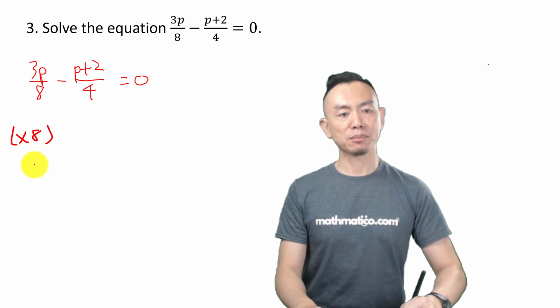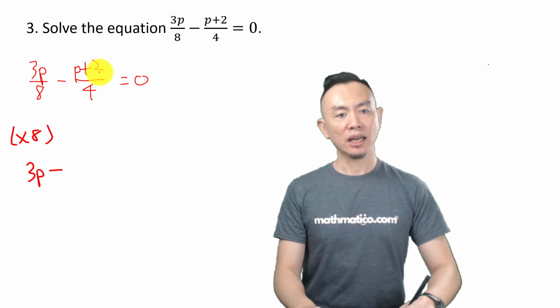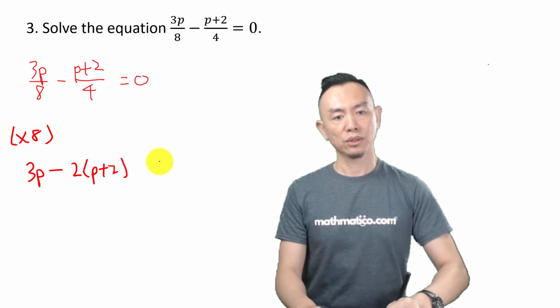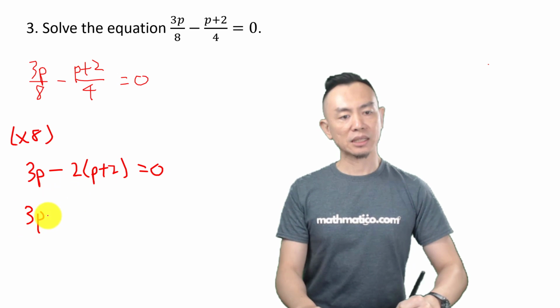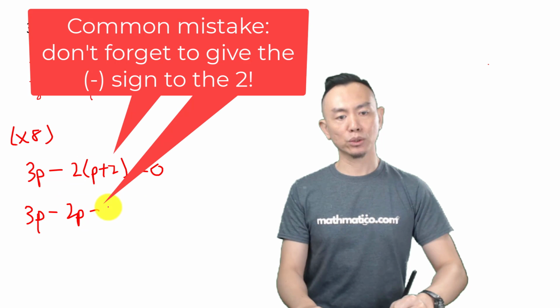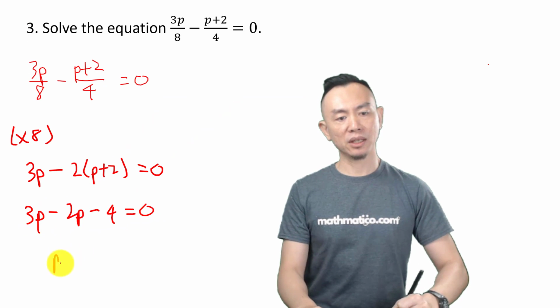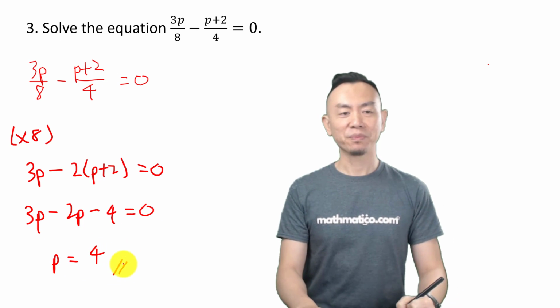So if this is multiplied by 8, we have 3p because the 8 denominator cancels. 8 over 4 is 2, so we have minus 2 times (p plus 2) is equals to 0. Expand it. Make sure this negative sign is given to the 2 times 2, which is 4, equals to 0. 3p minus 2p is p, and the 4 brought over, p equals to 4.